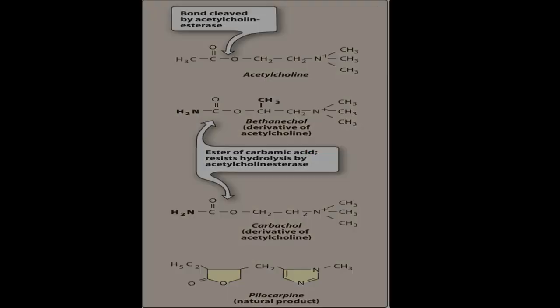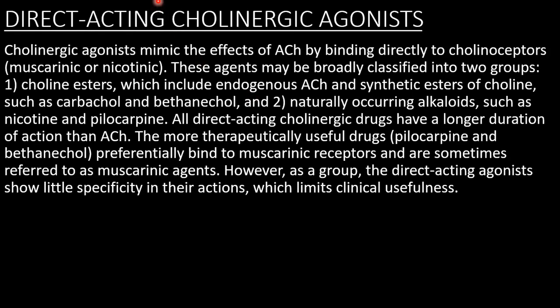Now, I have skipped the direct acting cholinergic agonists. Cholinergic agonists usually mimic the effects of acetylcholine by binding directly to the cholinoceptors, and they are usually classified into 2 groups. Let me take a pen.